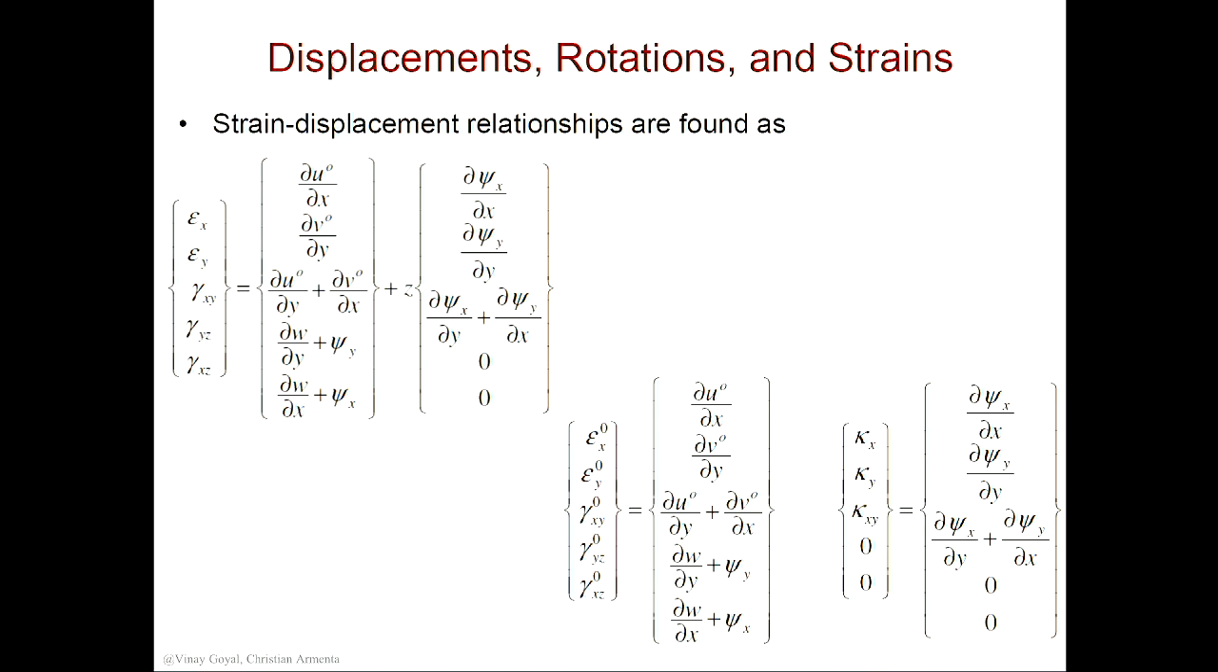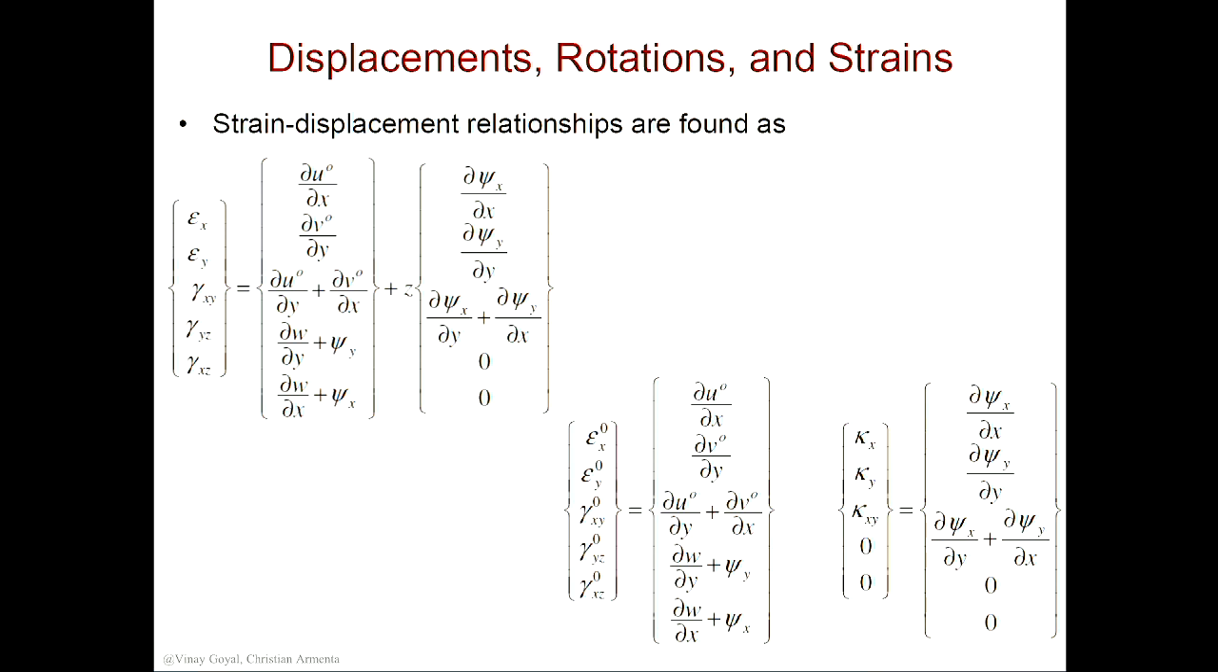So what people do, and it's not to confuse anyone, it's actually to help you, is they name these strains with a superscript naught. They do that so you know that the strains here are the mid-surface strains. That's the purpose of that. It's not to make the notation more confusing, it's to help you.